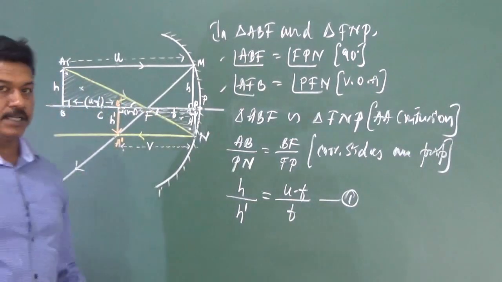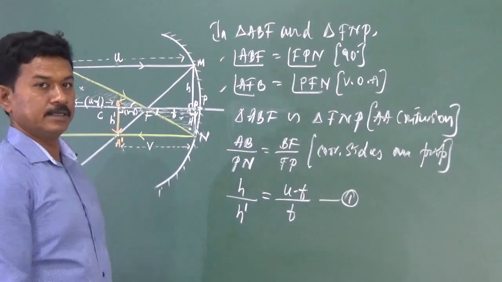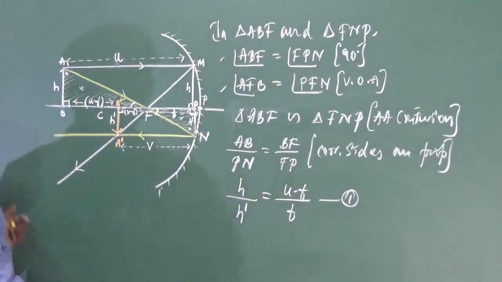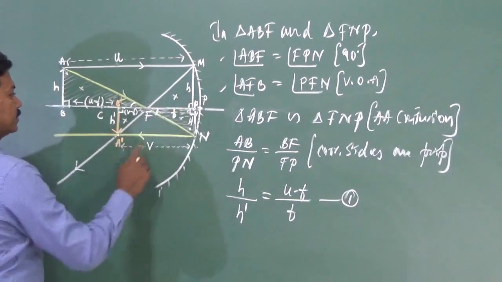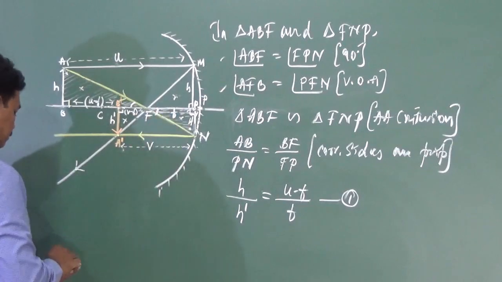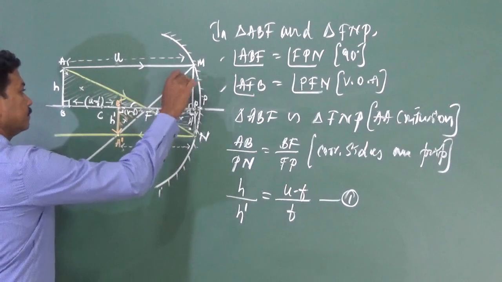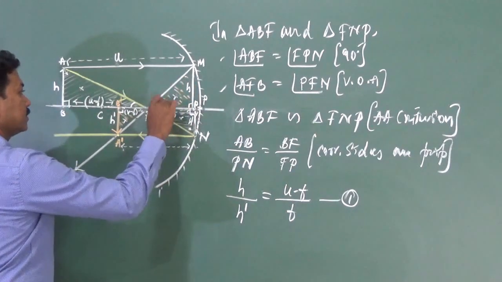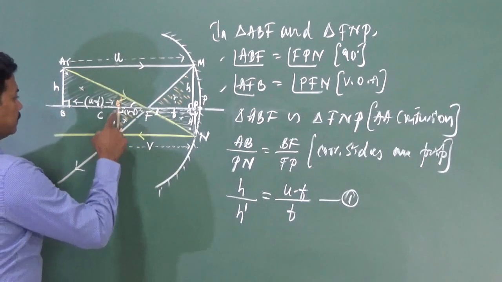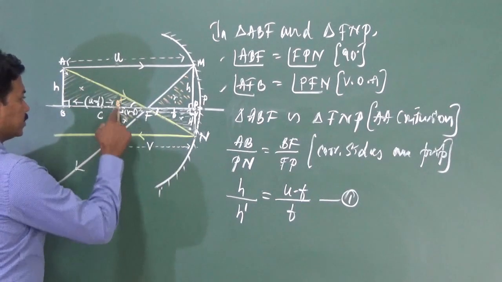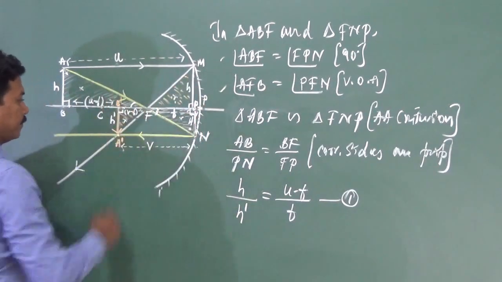So our journey is 50% over. The next 50% is remaining. We will go with another two triangles like this. Now consider these two triangles, this one and this one.